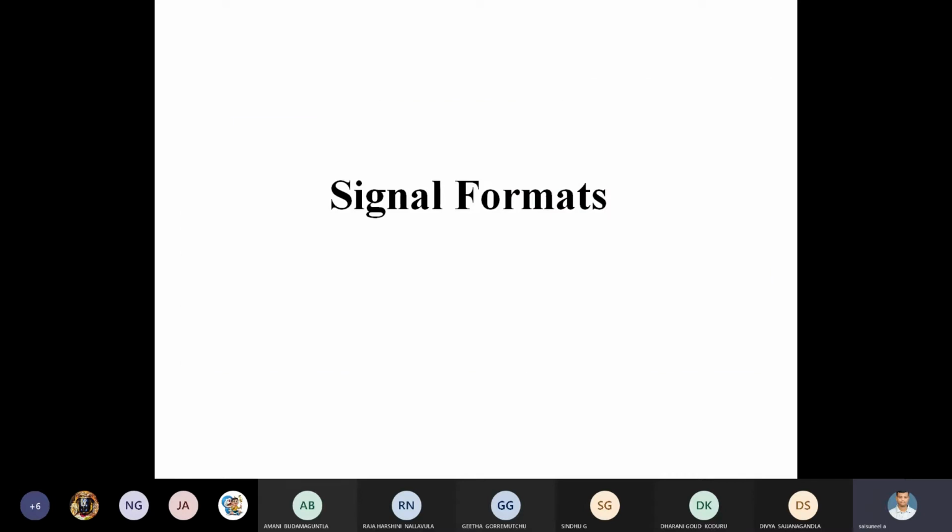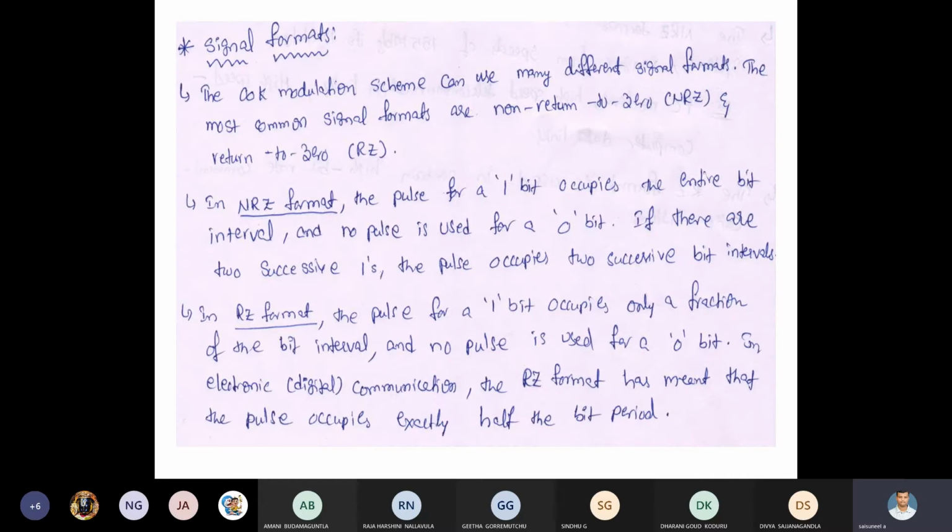Next we go to signal formats. What are the major signal formats available? Whenever we take OOK modulation, that is the on-off keying modulation technique, there are two types of signal formats available. The first one is non-return to zero format. The second one is return to zero format. In non-return to zero format, the pulse for a 1 bit, that is whenever the input is a 1 bit, occupies the entire bit interval. And there is no pulse used for a 0 bit.